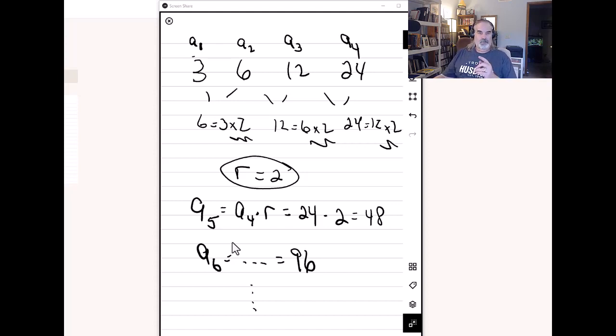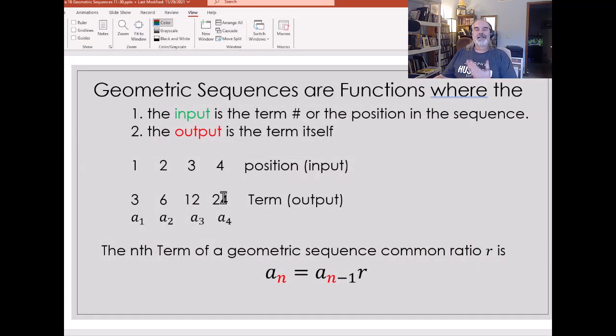In a few minutes, we'll see, okay, this is fine to list them out one at a time, but what if we just wanted to leap out to entry 100 in the list and learn what that is? Is there a way to do that? And the answer is yes. Okay, but this is a geometric sequence. It's all about pattern recognition.